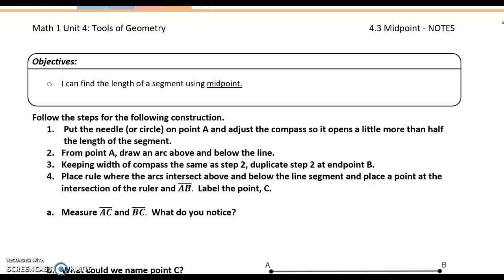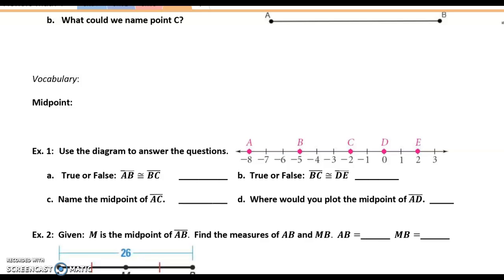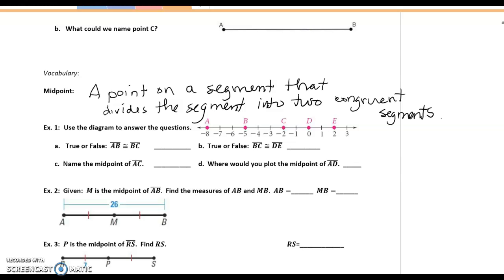Section 4.3, midpoint. The objective for this lesson is that you should be able to find the length of a segment using midpoint. All right, we're going to skip the construction here and go right to the vocabulary, the definition of a midpoint. So a midpoint is a point on a segment that divides the segment into two congruent segments.